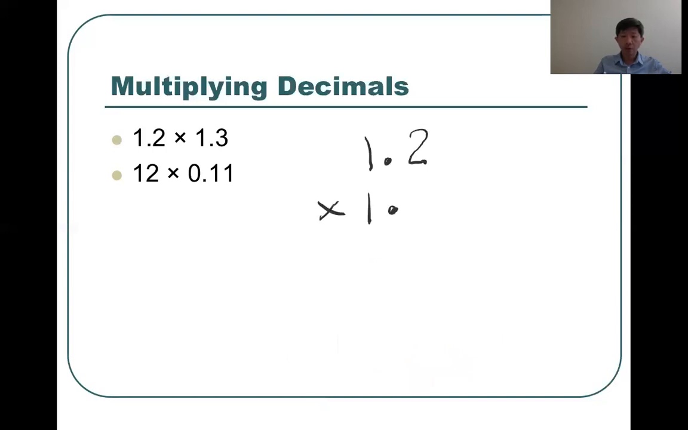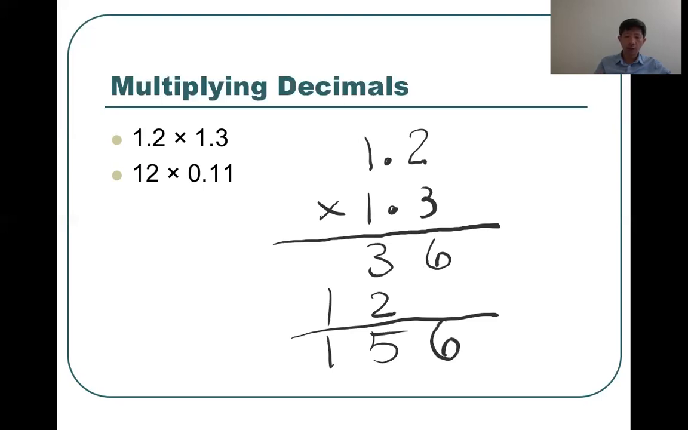The standard algorithm is like this, all right? First of all, you have to ignore the decimal point. Ignore the decimal point, all right? Therefore, we take 3 times 2, got 6, 3 times 1 is 3, 1 times 2, got 2, 1 times 1 is 1, and then add it up, total 156. Then next we count the decimal places, 1 and 2. We have to count 2. So therefore, the answer is 1.56, right? 1.56.